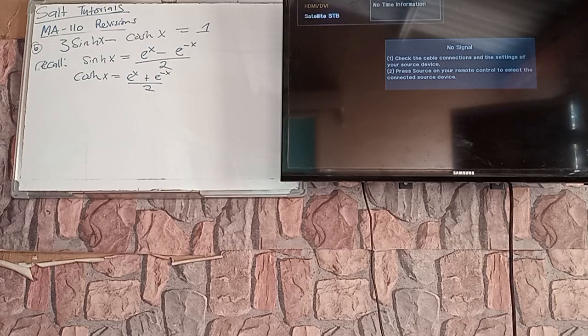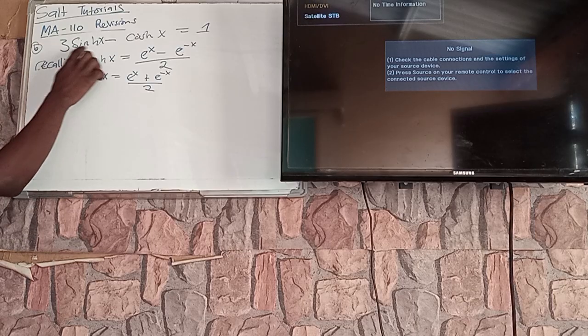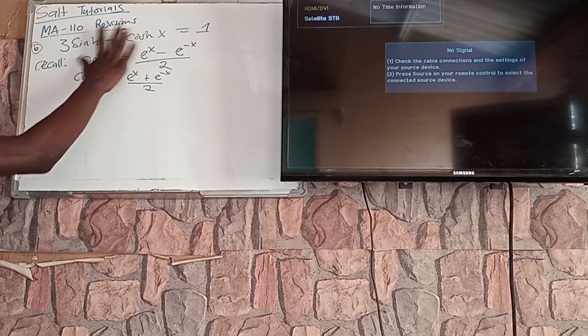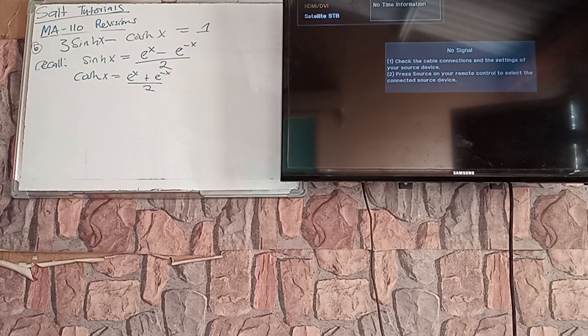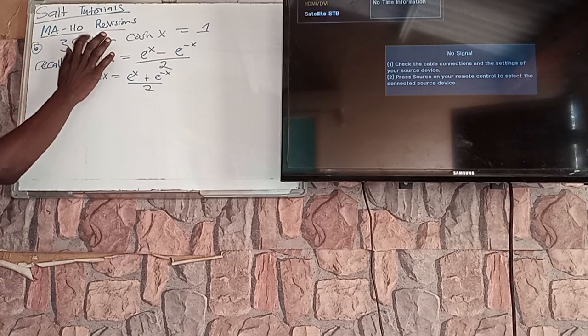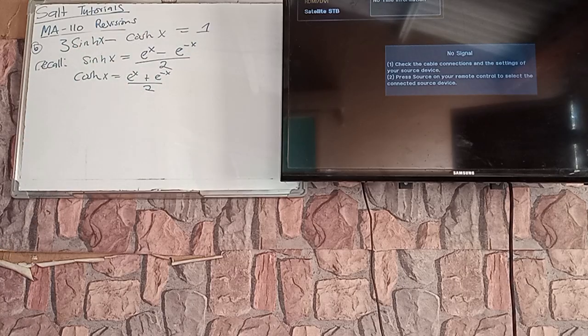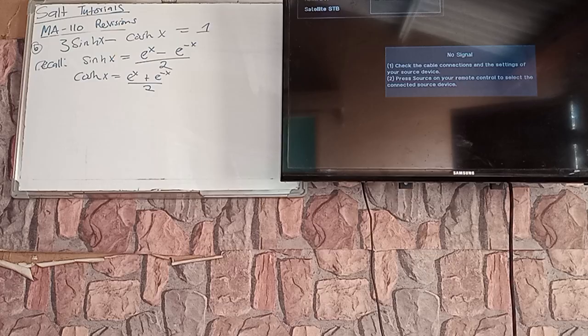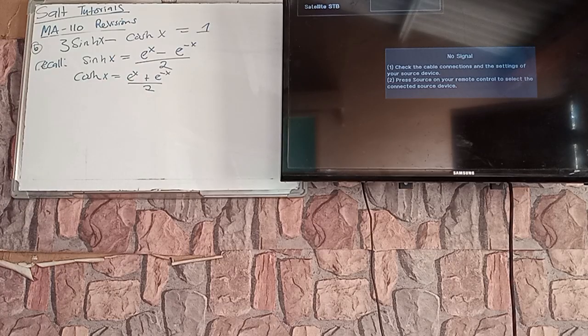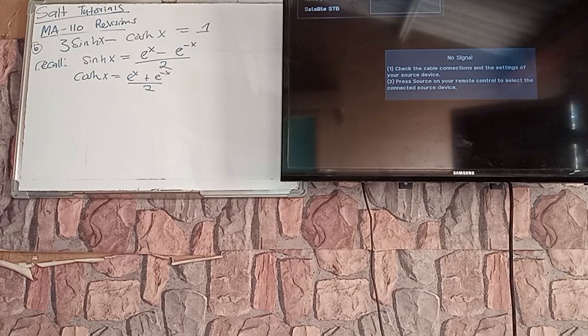Sometimes this is the best card, because if it was squared, you could have replaced it with the Pythagorean identity. But in this case, the easiest is using the exponential identities for sinh and cosh.